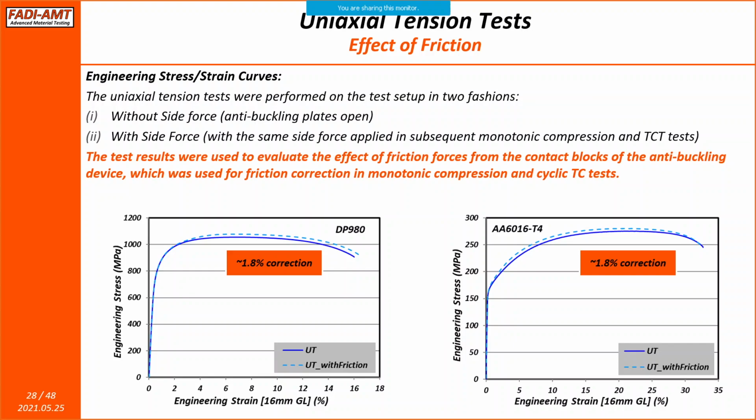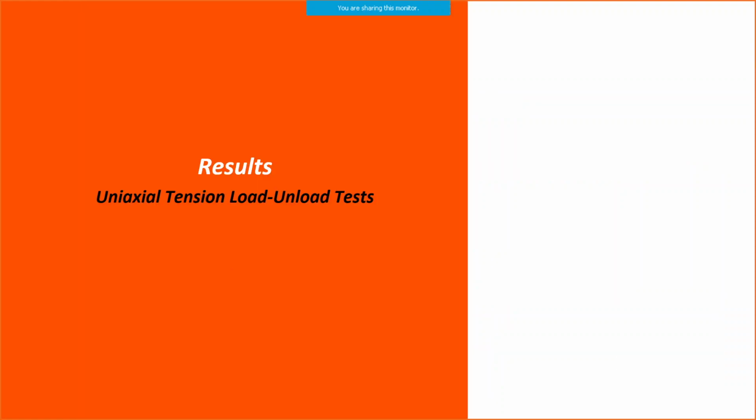And the purpose of doing this testing in two different configurations was friction correction. Since the contact blocks are in contact with the specimen touching it, there are friction forces that are involved here and that need to be accounted for and corrected for. We can see in the curves down here that it was a small amount, around 1.8% correction, but this was done in the compression as well as cyclic TC tests that are discussed later on.